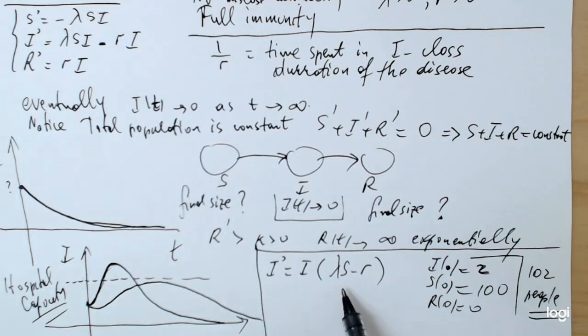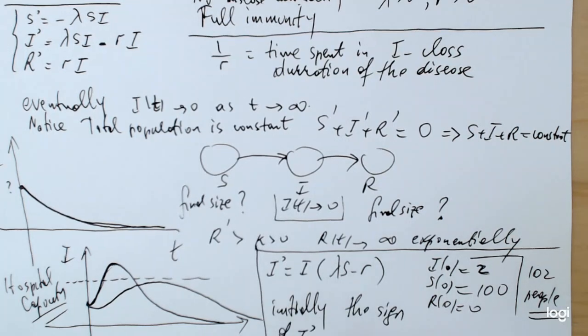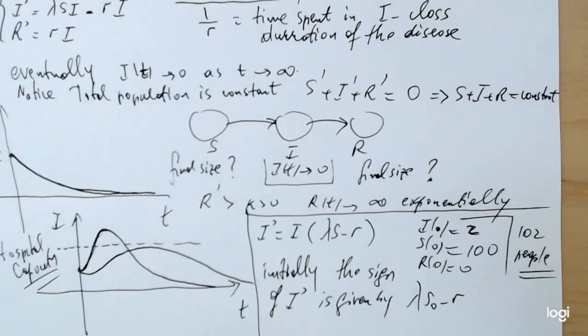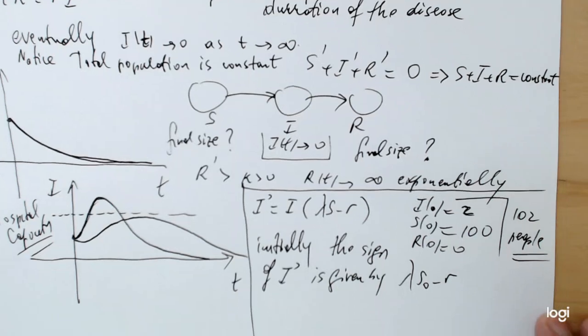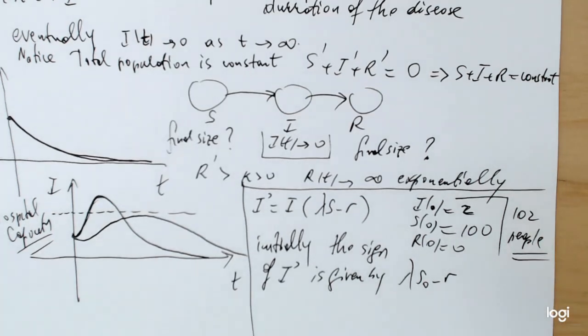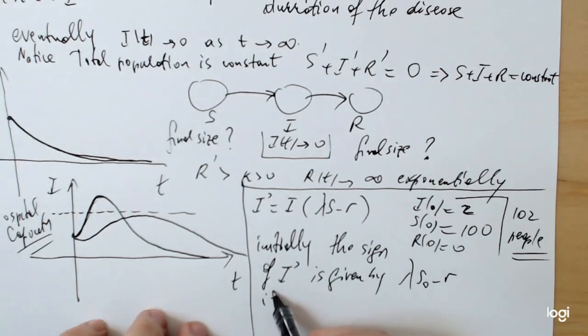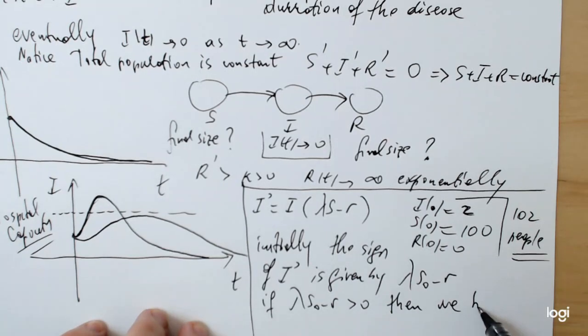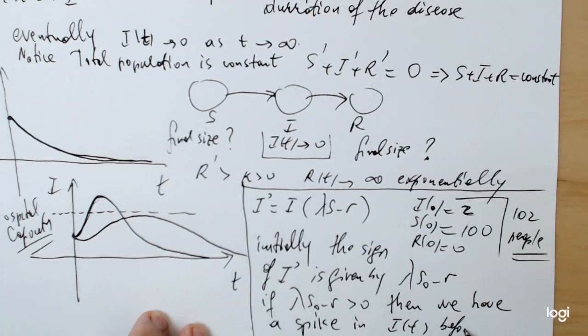Well, it's all about the sign of this. So initially, the sign of I prime is given by lambda S naught minus R. Sorry, it's out of range. So the sign of I prime is given by lambda S naught minus R. If lambda S naught minus R is greater than 0, then we have a spike in I of t before I of t approaches 0.